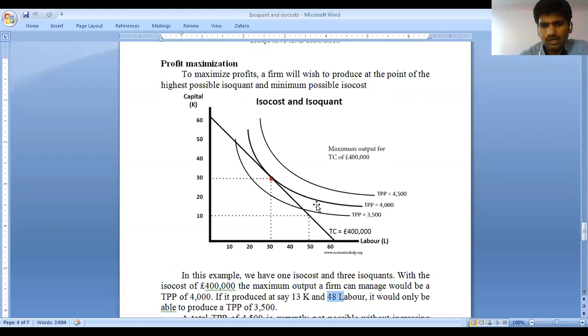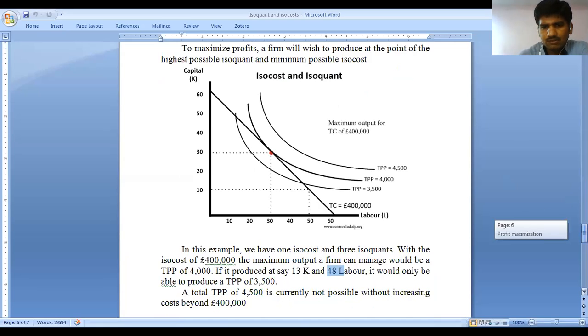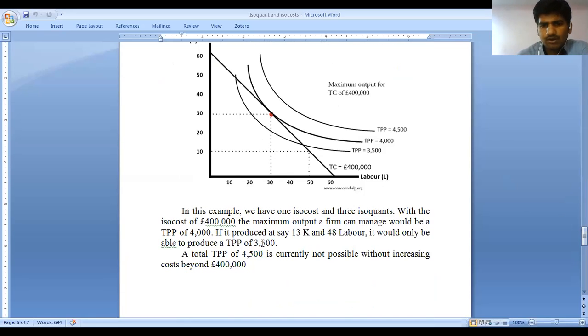So here we consider one point as 48 and 13, that is 48 labors and 13 capital. So we have one point here, and another one is the 30 point of view, that is 30 labors and 30 capital. So if you draw like this, what is the maximum profit? So we would produce the total physical product of 3,500. At the total physical product of 4,500, currently it is not available without increasing cost.